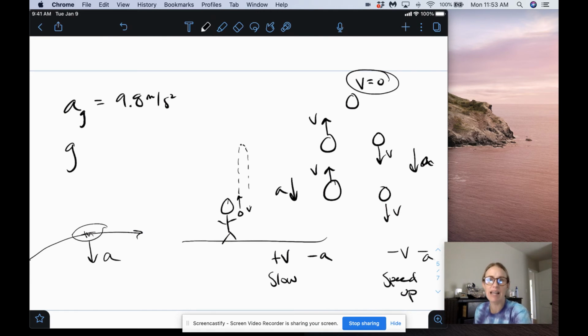Now, something like a plane flying through the sky will not be in free fall, because the plane has thrusters that are causing forward motion. We have wind resistance, all those things that cause this object to not be in free fall. So the definition of free fall is just that we only have the acceleration of gravity, because the force of gravity is the only thing acting on that object.